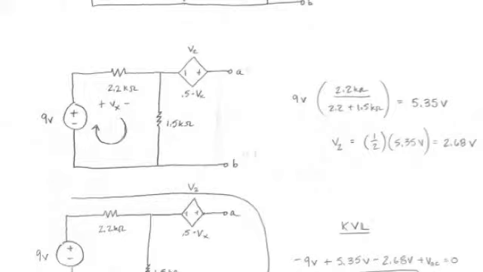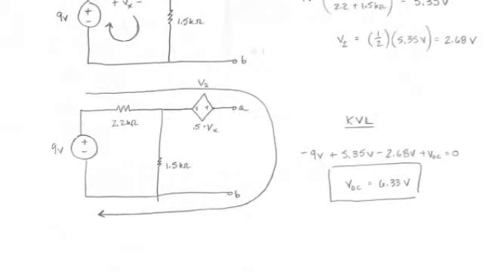And then once we do that, we can use Kirchhoff's voltage law to sum the voltages around the outer loop. That's 9 volts, Vx, and also the dependent voltage source, and the open circuit voltage, which all, the sum of all of them, are equivalent to 0. And we find that the open circuit voltage is 6.33 volts.